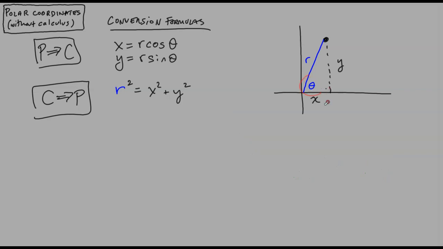All right, and what about theta? How does theta relate to x and y? Help us, O great SOHCAHTOA. Oh, we've got the opposite and adjacent sides. Of course, that's the tangent. So we know that the tangent of theta is y over x. And that's our other conversion formula.